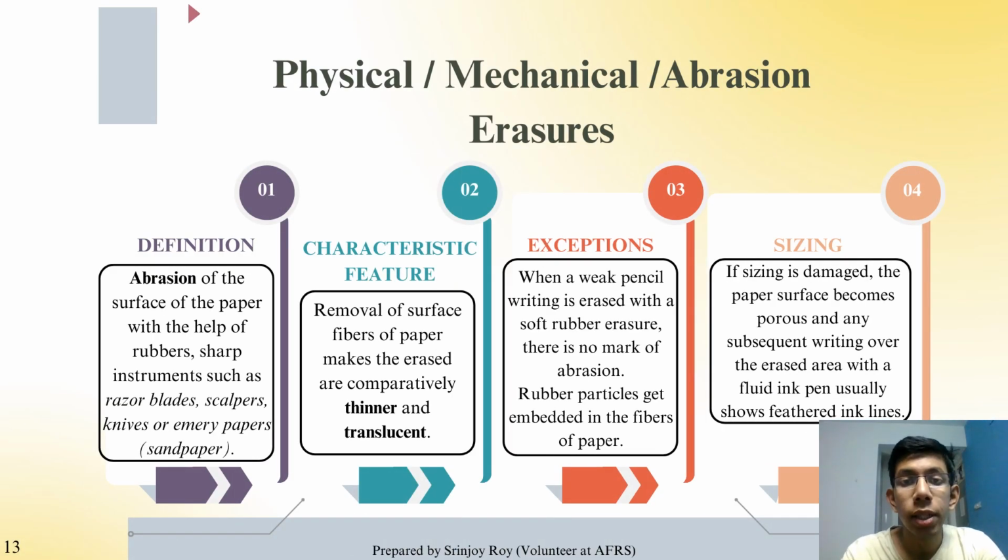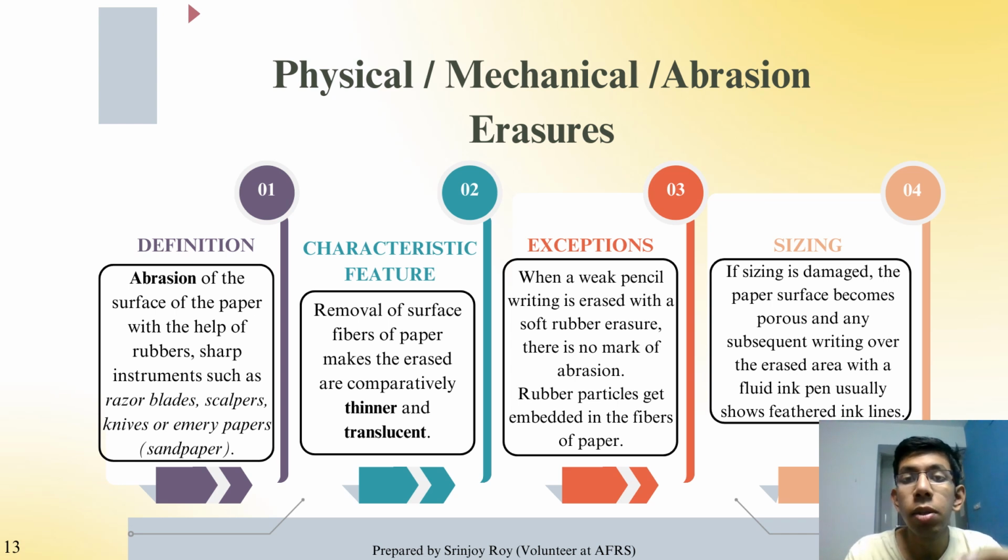Okay, moving on to physical or mechanical or abrasion erasures. The definition, as the name suggests, is basically removing something from the paper. Now, when you rub your eraser on the paper, you will see that the quality of the paper becomes very thin. So that is one of the characteristic features. Now suppose you have written lightly with a very light pencil on a paper, then if you rub it off, you will see that the quality of the paper doesn't change much because you don't apply much pressure over there. So that's an exception of physical or mechanical erasure.